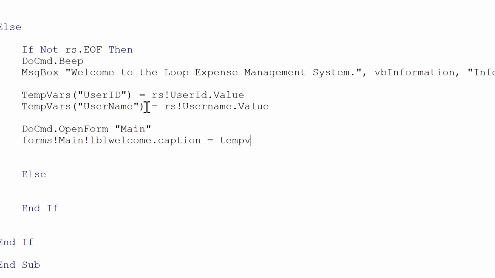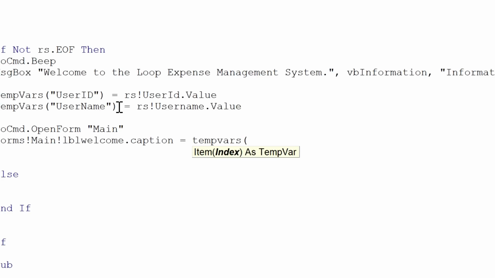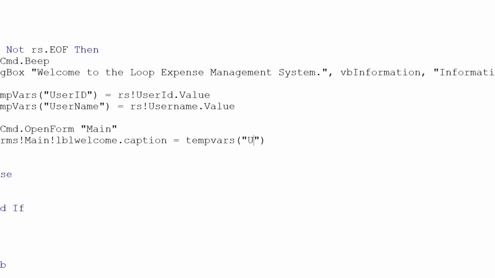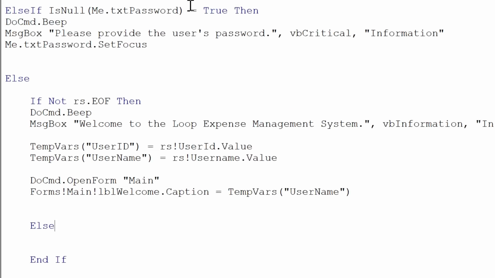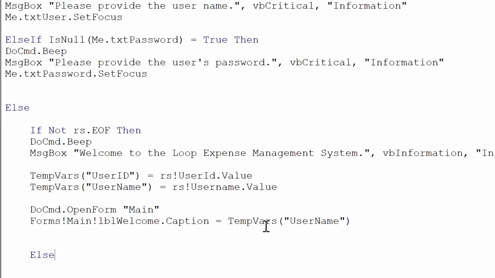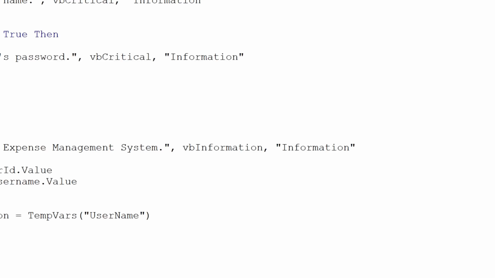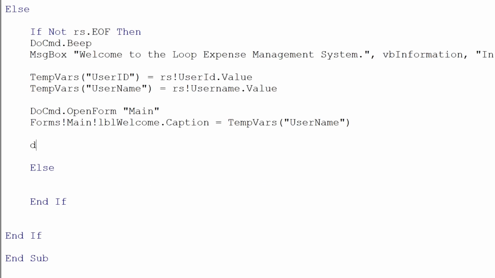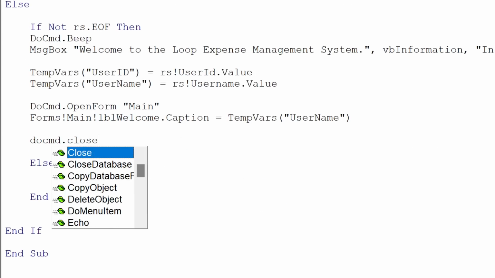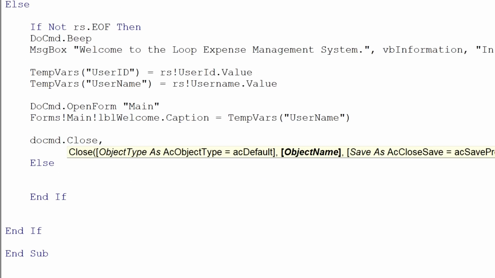So we'll say TempVars username. So what will happen is that once the user has logged on, TempVars will store their name, their ID temporarily, and then we will print that username or ID onto the main form. That's what is happening here. So once that is done, we will then close the login form as well. So do cmd dot close, and it is asking what to be closed.